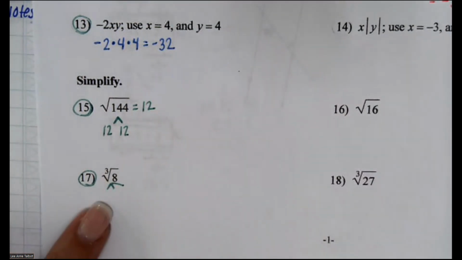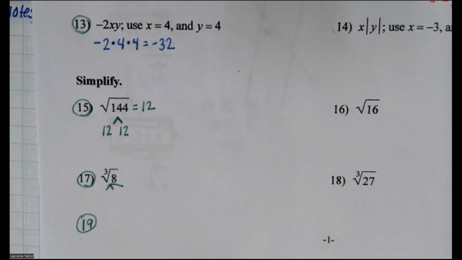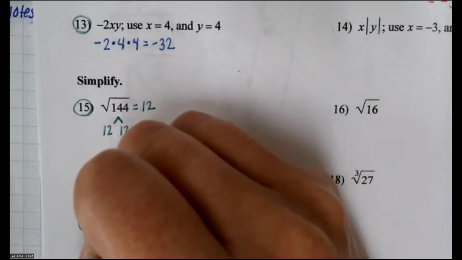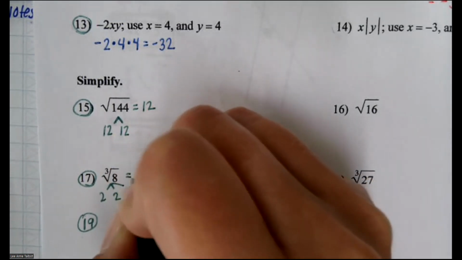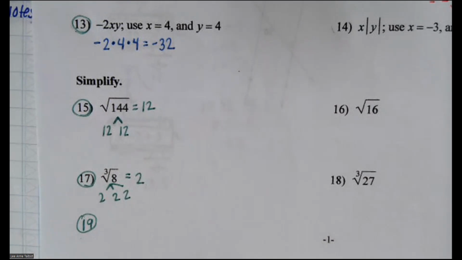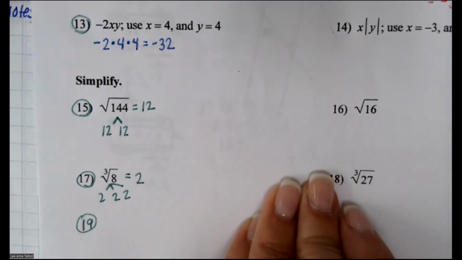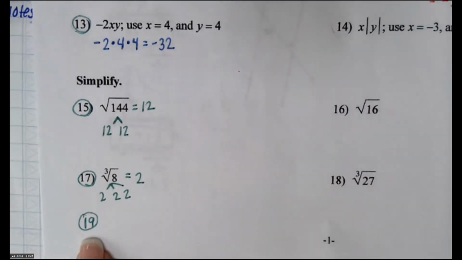Okay. Cube root of 8. We're going to make 3 branches off of there like a little chicken foot. And we're going to think, what times itself is 8? Yes. 2, 2, and 2. So the cube root of 8 is 2. Okay, now flip the paper over to find number 19. Because you guys found my reminder to myself.